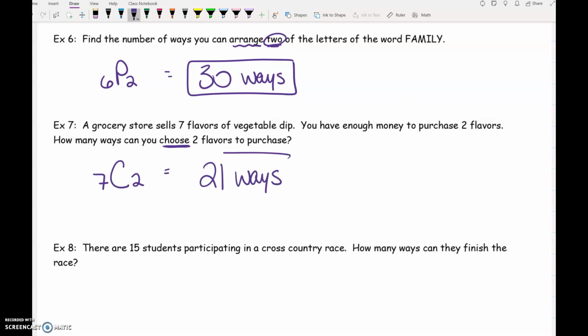I'm kind of impressed that a grocery store has 7 flavors of vegetable dip, because I can really only think of about 2 or 3.